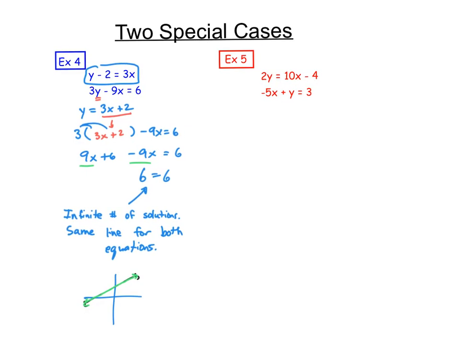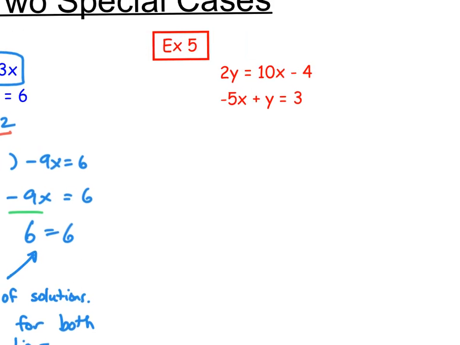For special case number 2, we've got this. So I'm going to solve one of these for y or x. And I think I'm going to solve the second one for y. So if I do that, I get y equals 5x plus 3. I just added 5x to both sides. So then I'm going to plug that in for y. Y is 5x plus 3. I'm going to plug it into the other equation.